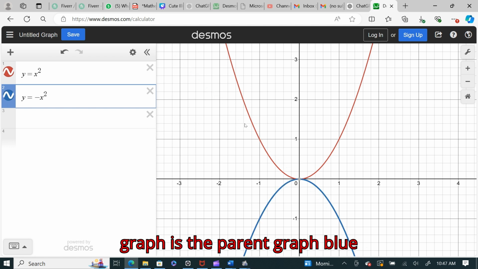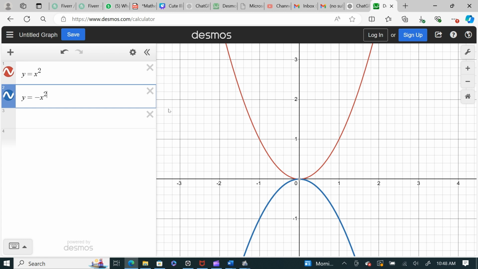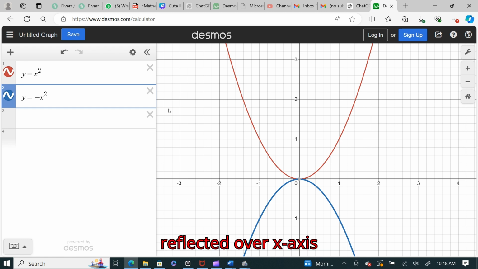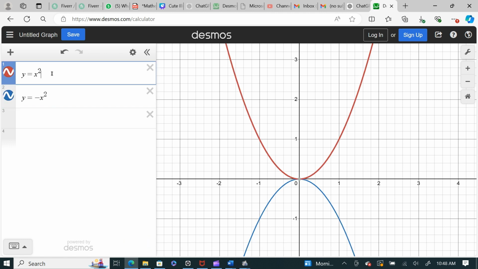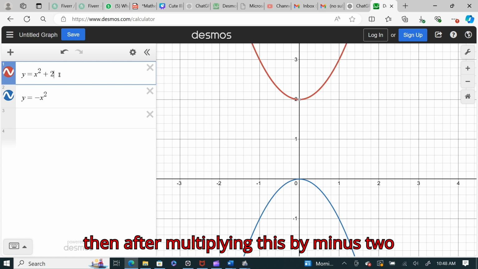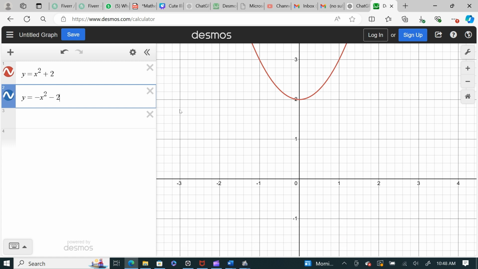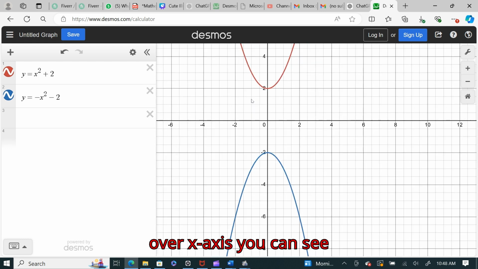So the red color graph is the parent graph. The blue color graph is the reflected graph of the red color graph. When we multiply by minus 1, the graph is reflected over the x-axis, right? Let's see another example. Plus 2. Then after multiplying this by minus 1, we get minus x square minus 2, right? So the graph is reflected over the x-axis.